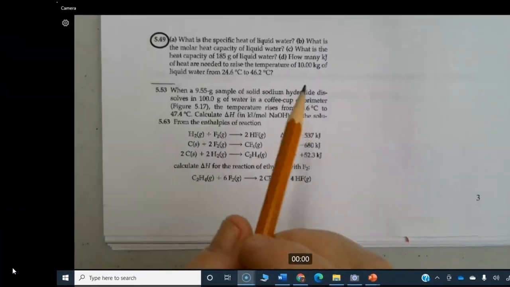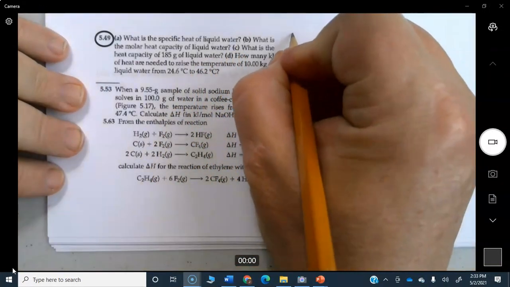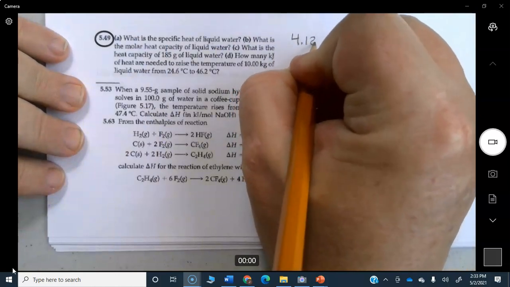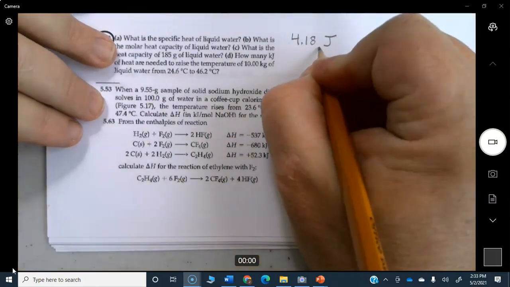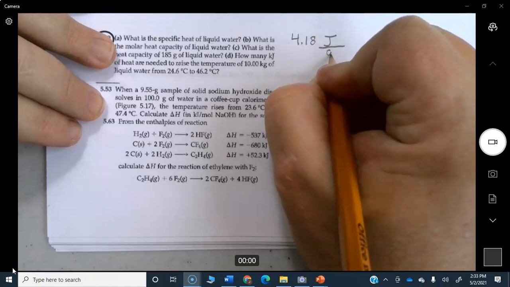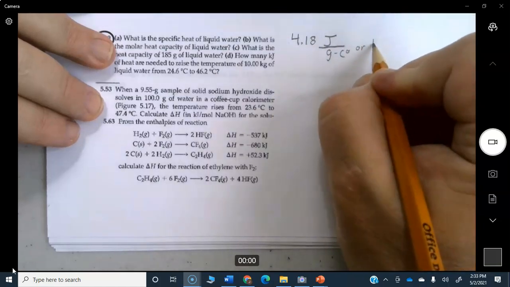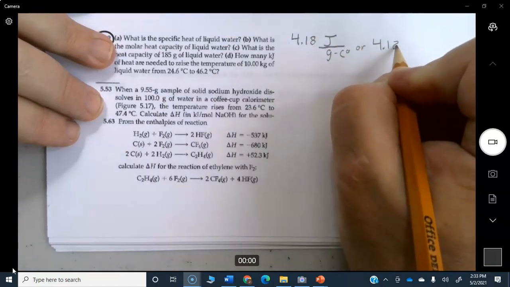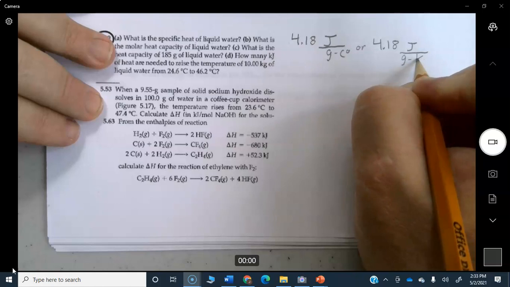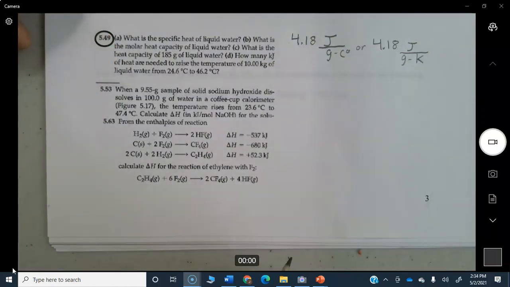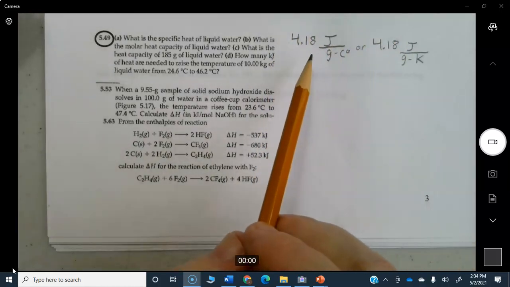Okay, 549. So what is the specific heat of liquid water? That is simply this number. It's one that, when you're doing these problems, you almost end up memorizing. It's joules, a measure of energy, per gram degree centigrade, or you could say joules per gram degree Kelvin. Either way, that's the specific heat. That's unique to water. Other substances have different specific heats.